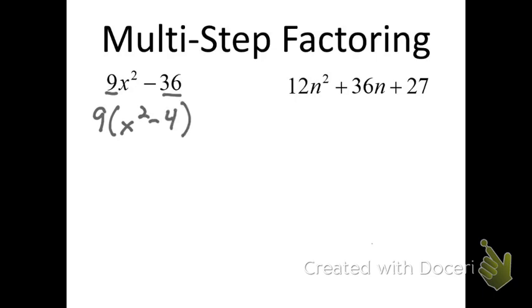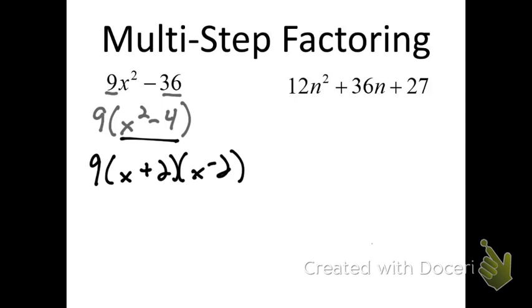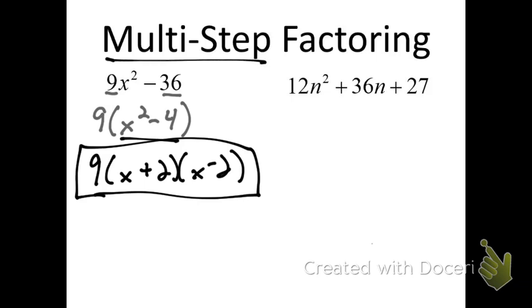Definitely not done, because this is a difference of two squares. So the 9 stays, but this factors into x plus 2 and x minus 2. Okay? So now it's complete. So there's multi-steps here, thus the name multi-step factor.